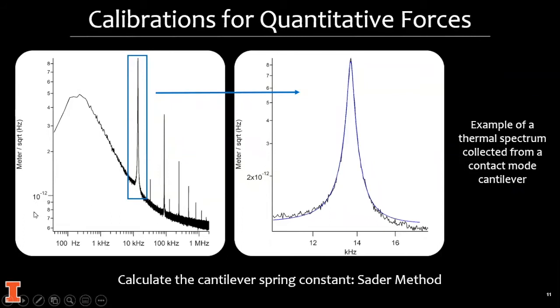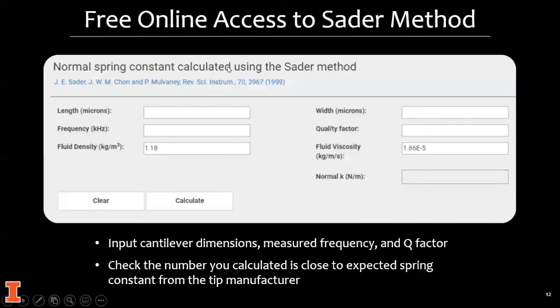The way you do that is you'll start by taking a thermal spectrum. Here we're going to focus on this first order resonance peak. We want to fit that peak because we need a couple of numbers. You need the resonance, and you can see this is a contact mode cantilever, so the resonance is quite low, much lower than a tapping mode. We also need the quality factor. If you have a modern AFM, these calculations can be done automatically for you, but you can also go online and perform this calculation yourself.